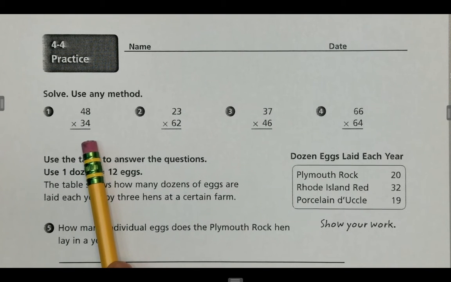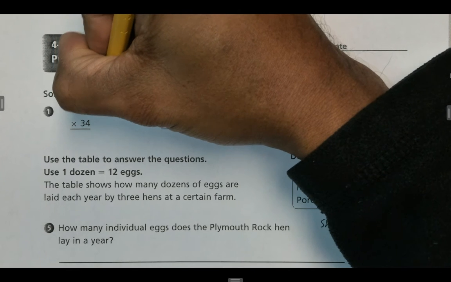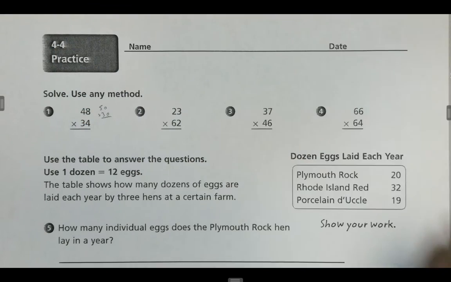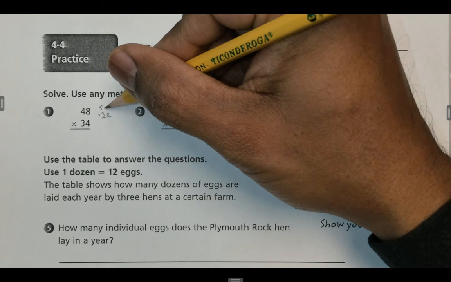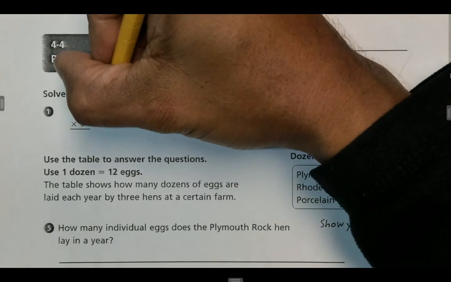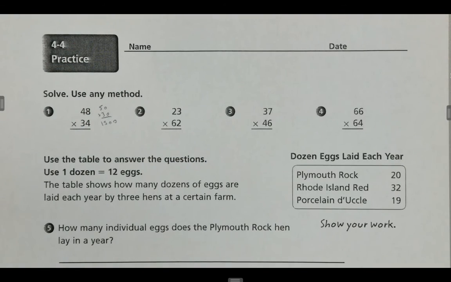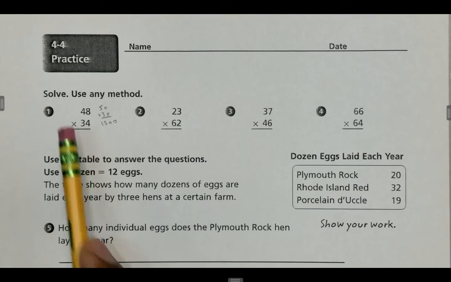48 multiplied by 34. I'm going to use rounding to come up with a quick estimate. 48 gets rounded up to 50. 34 gets rounded down to 30. And 50 times 30. Count up my zeros. There's two of them. Multiply my non-zeros to get 15. And then add my two zeros at the end. My estimate's 1,500.